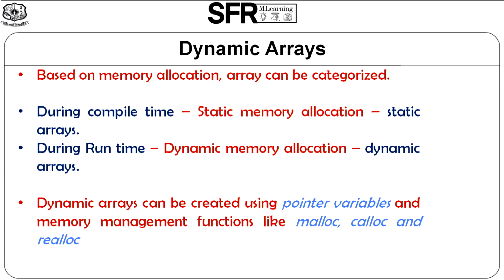In dynamic memory allocation, the memory will be allocated only while running the program. Such arrays are called dynamic arrays. Usually, dynamic arrays can be created using pointer variables or using memory management functions like malloc, calloc and realloc. So, using these functions we can create dynamic arrays.